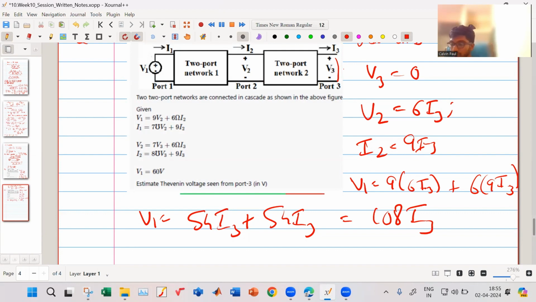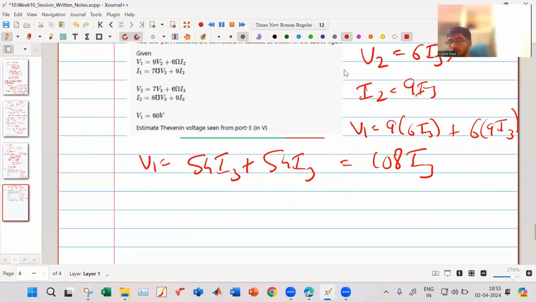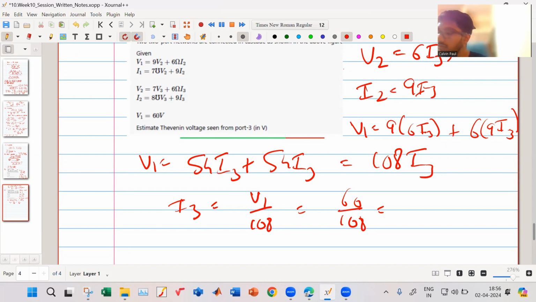What is the value of I3? I3 equal to V1 by 108. 60 by 108. And how much is that? You guys don't have a calculator. That is 0.55. 0.55 what? Ampere. 0.55 ampere.